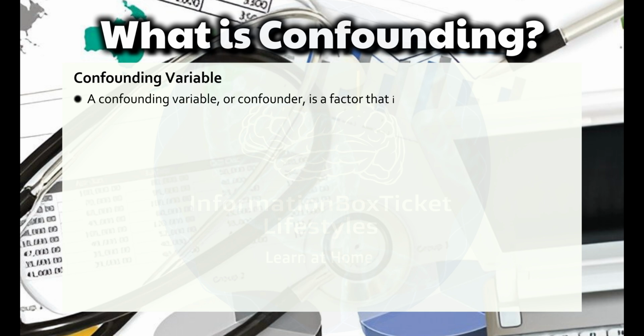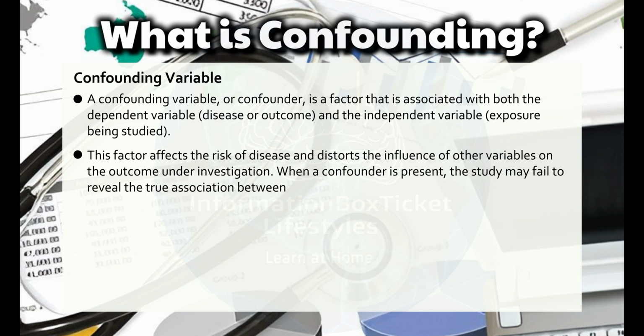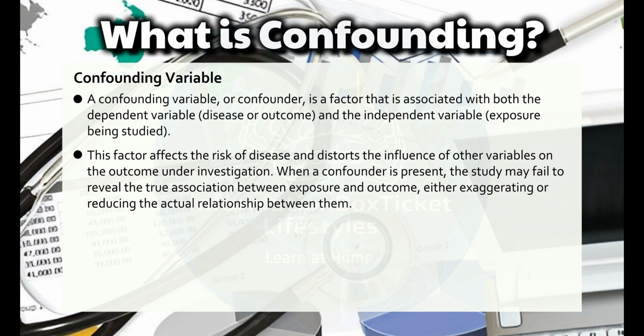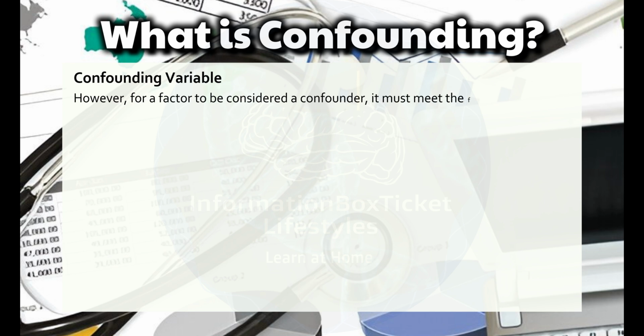Confounding variable. A confounding variable, or confounder, is a factor that is associated with both the dependent variable, disease or outcome, and the independent variable, exposure being studied. This factor affects the risk of disease and distorts the influence of other variables on the outcome under investigation. When a confounder is present, the study may fail to reveal the true association between exposure and outcome, either exaggerating or reducing the actual relationship between them. Factors such as age, gender, lifestyle, socioeconomic status, and ethnicity, which are directly linked to the health outcome, are potential confounders. However, for a factor to be considered a confounder, it must meet the following three criteria.